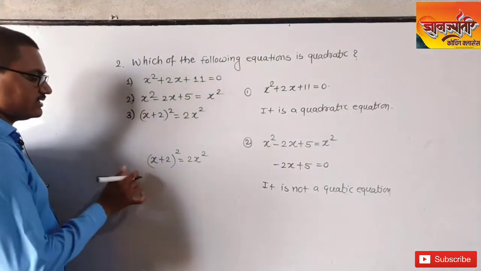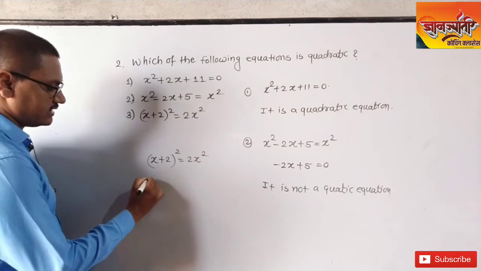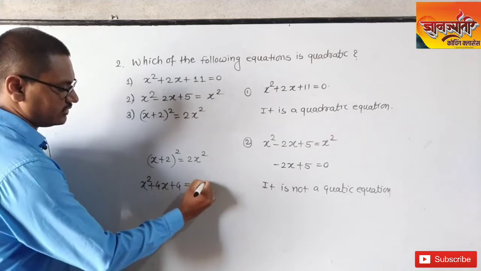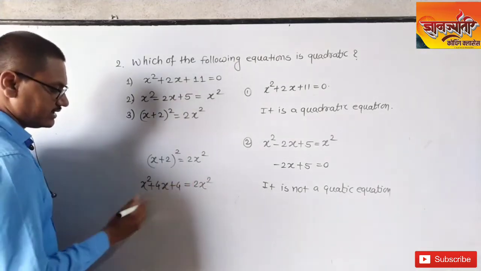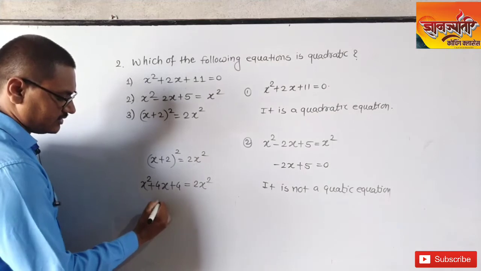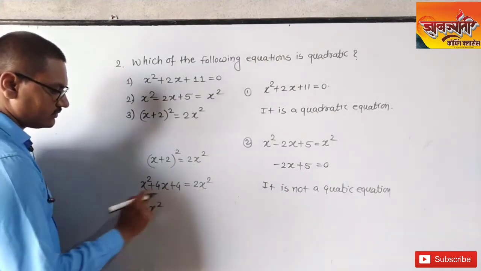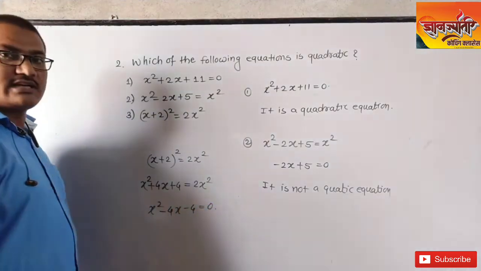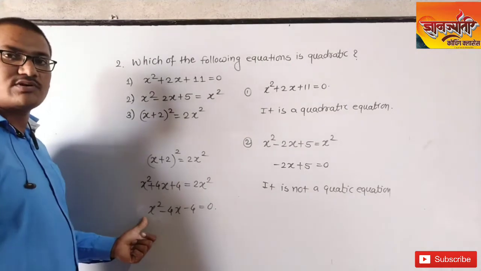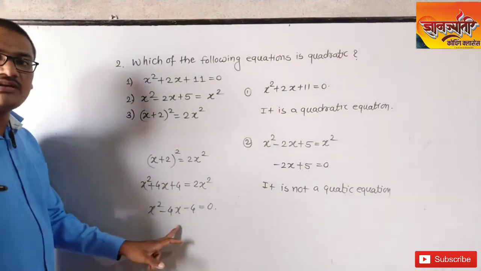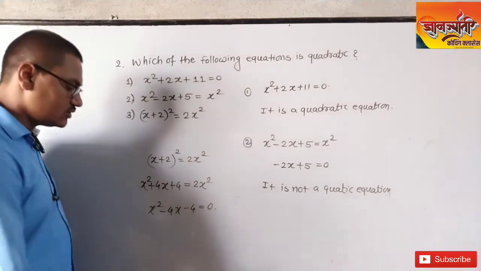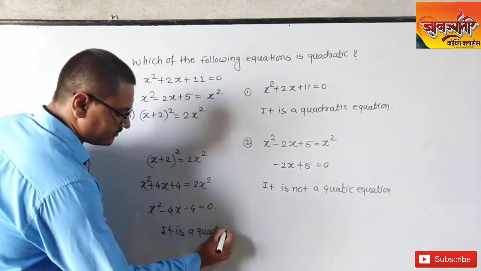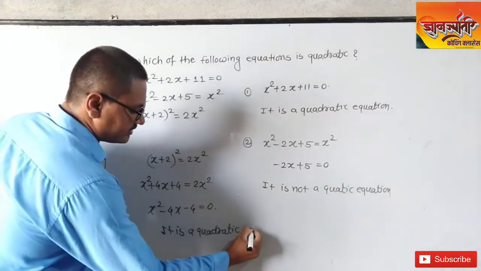Simplifying the left hand side of the required equation, we get x² + 4x + 4 = 2x². Equating the like terms, we get the required equation x² - 4x - 4 = 0. Comparing with its standard form, yes, it is the required standard form of the quadratic equation. The equation has one variable and the highest index of the variable is also 2, which means it is a quadratic equation.